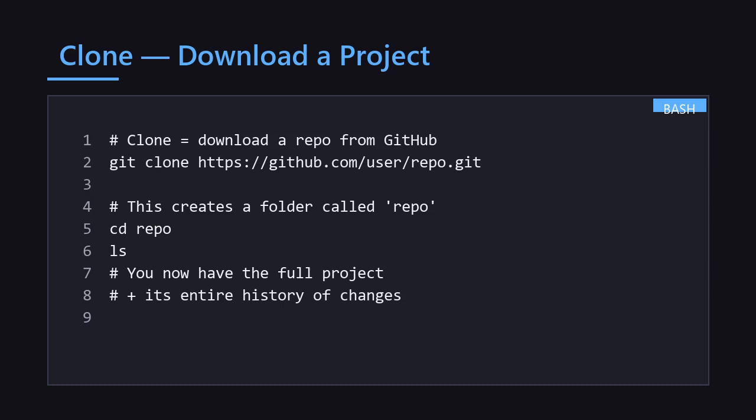Clone means download. When you see a cool project on GitHub and want the code on your machine, you run git clone with the URL. It downloads everything, the code, all the branches, and the full history of every change ever made. It's like photocopying an entire notebook, not just the last page.